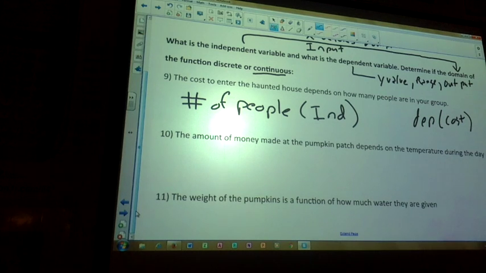Okay? The amount of money made at the pumpkin patch depends on the temperature during the day. I'd say, let's see, determine the domain is discrete. I'd say this should be continuous. Okay? All right. I will pause there.